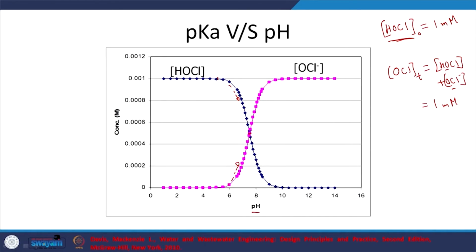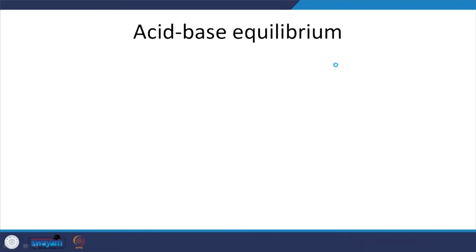At a particular point, both HOCl and OCl minus concentrations are the same, and let us mark that here. Okay, it did not come out well, so somewhere out here. And as I keep increasing the pH further, we see that the OCl minus concentration keeps increasing and HOCl keeps decreasing, until after a certain pH most of it is only present as OCl minus. So, how is this happening? Let us look at how we came out with this.